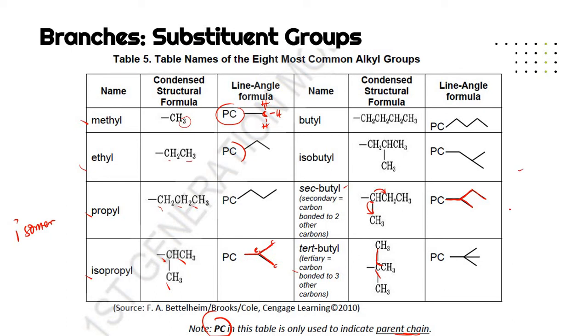So most of these, especially the isobutyl, sec-butyl, tertiary butyl, and isopropyl, are common names, but they also have technical names. I will also provide the technical names for these in the next meeting. But if you see this, isopropyl, isobutyl, secondary butyl, tertiary butyl, and so on.